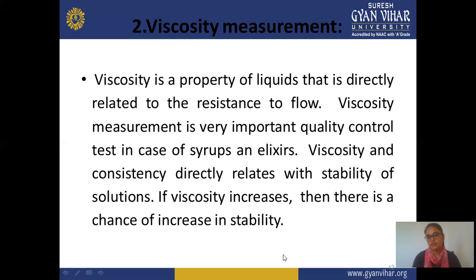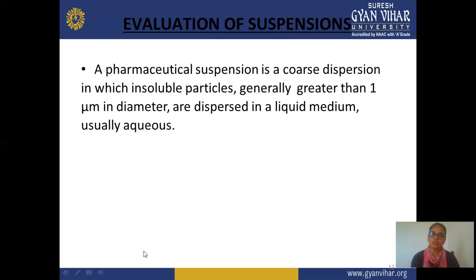It has less stability problem if it's a more viscous solution, but if it is less viscous, then there are more chances of stability problems. So this is regarding the viscosity measurement. And you check the viscosity with the help of a Brookfield viscometer or any other viscometer. With the help of this Brookfield viscometer, it gives accurate or correct results of viscosity.